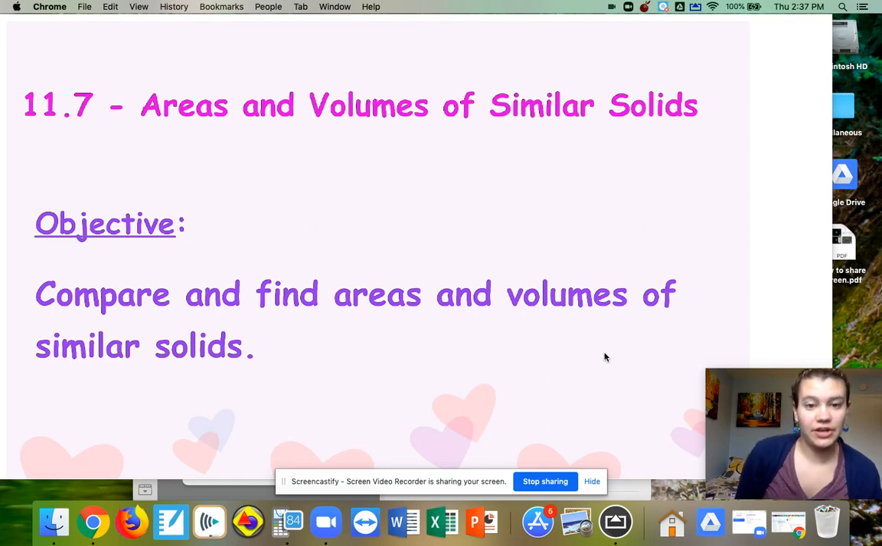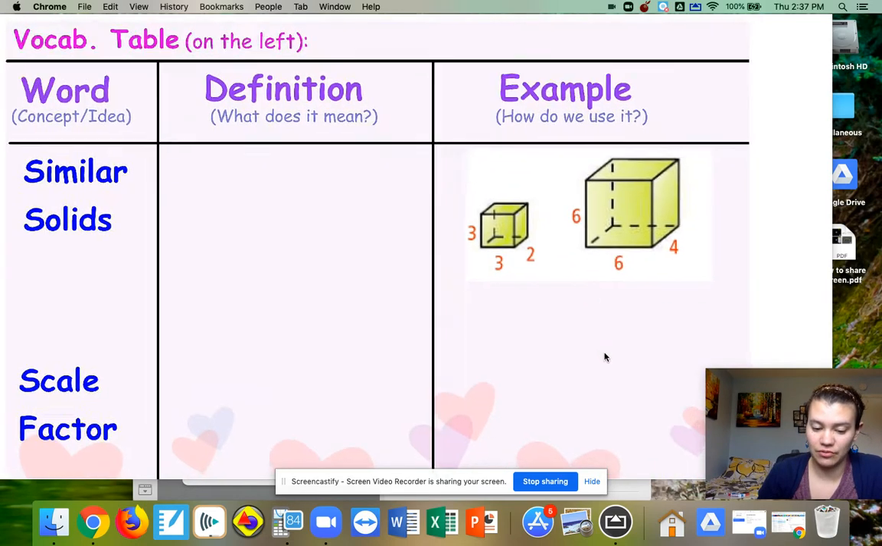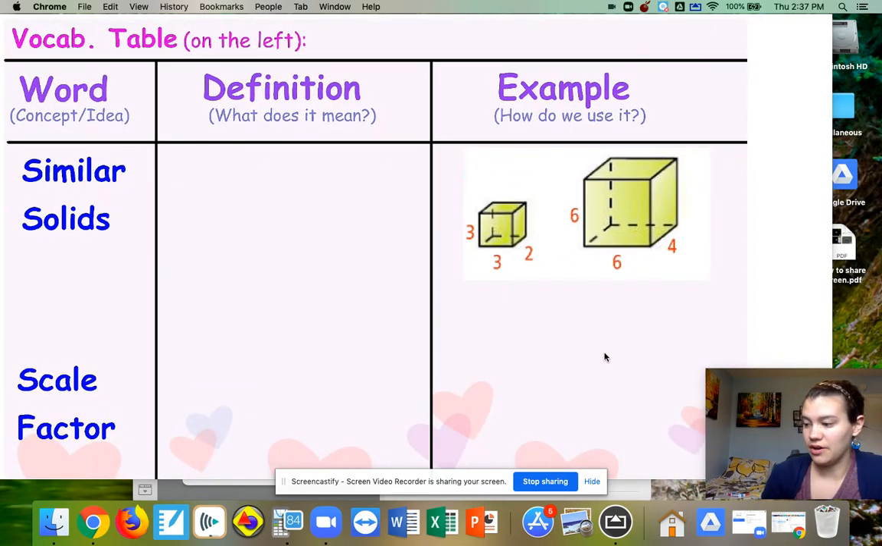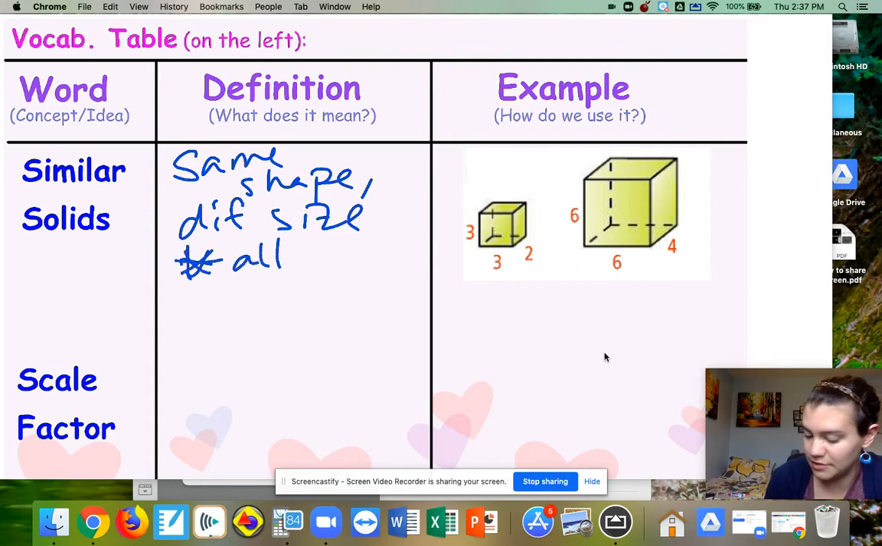All right, so today's areas and volumes of similar solids. So how can you compare them and how can you use them to find different things? A reminder, similar solids are shapes that are the same shape but different sizes. So same shape but a different size. A note here, all dimensions have to be proportional.